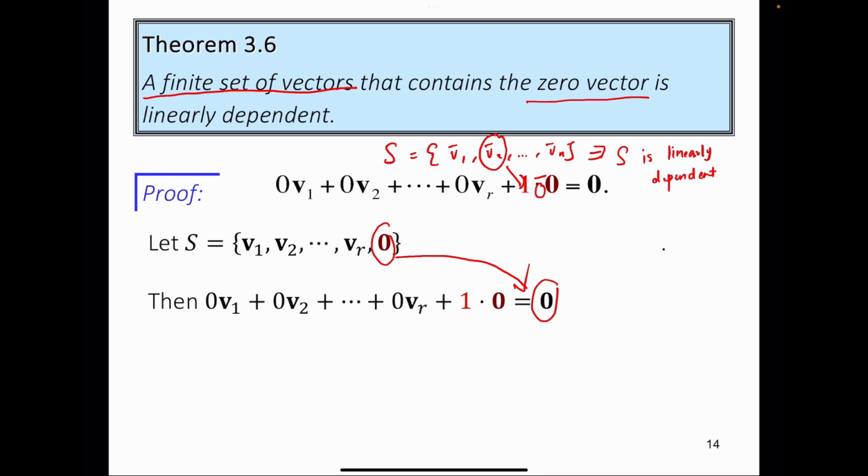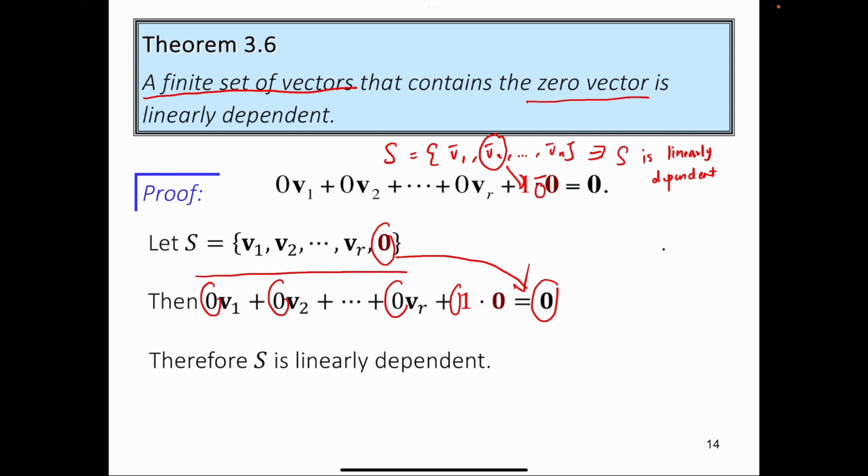This equation is true. It obviously is true, where we found that the values of K1, K2, up to K(R+1) are not entirely zeros, and therefore the set S with these vectors is linearly dependent, because the solution for this equation is not just the trivial one. The non-trivial solution exists. Therefore, S is linearly dependent. So that completes the proof for this theorem.